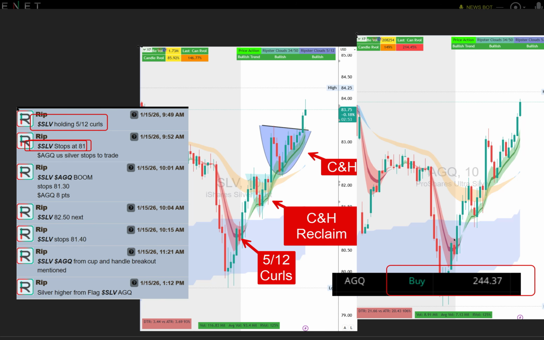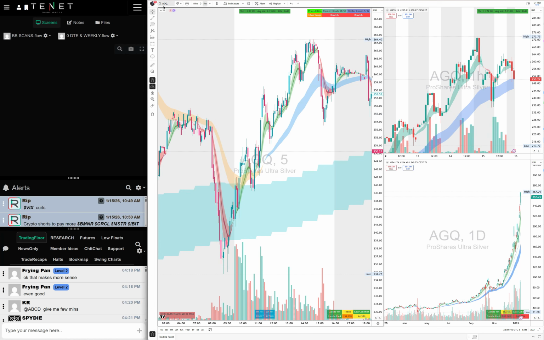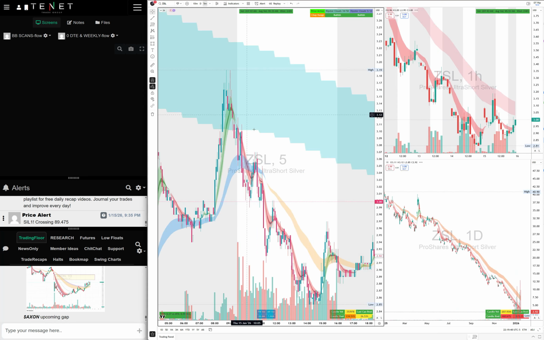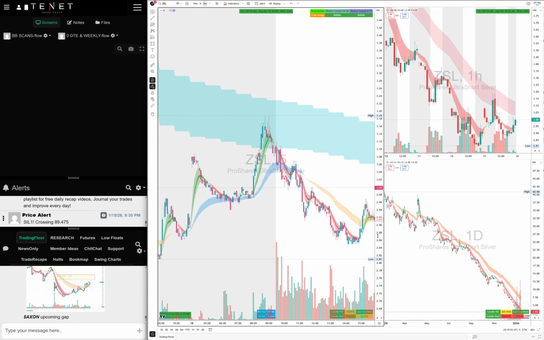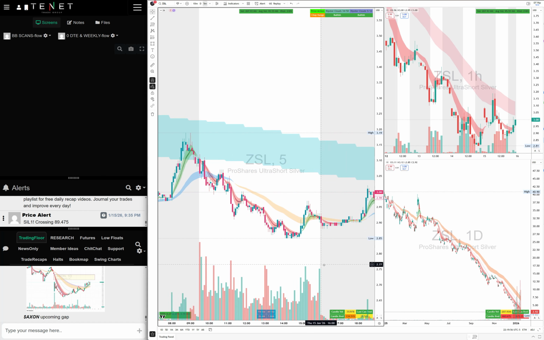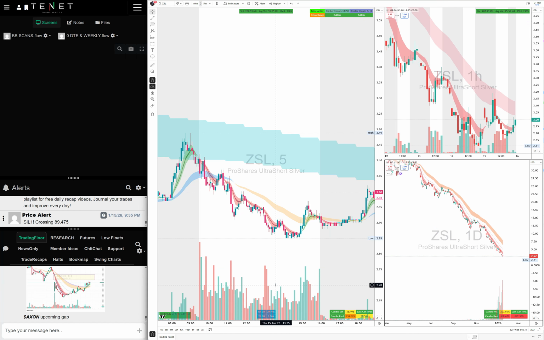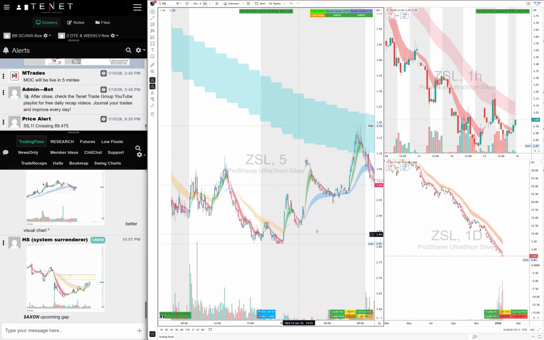Silver AGQ, you could do that. Something else you could trade here is ZSL, ProShares UltraShort Silver. This goes up when silver goes down. So whenever silver dumps, it'll be a good long.